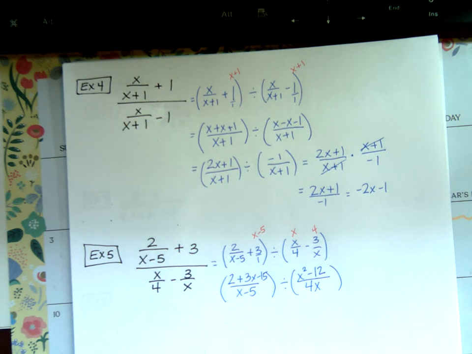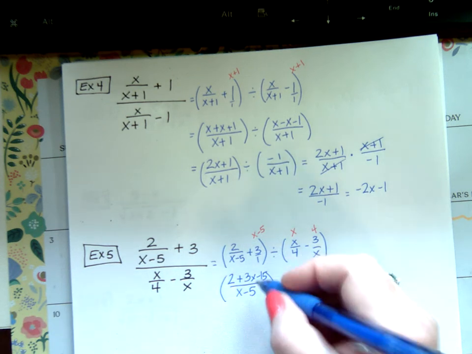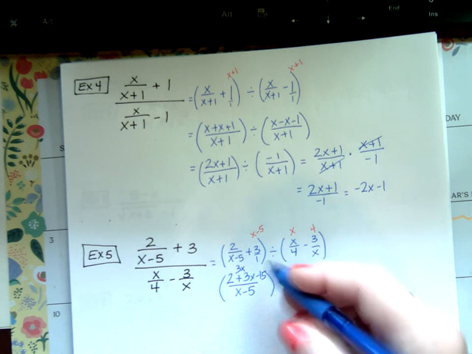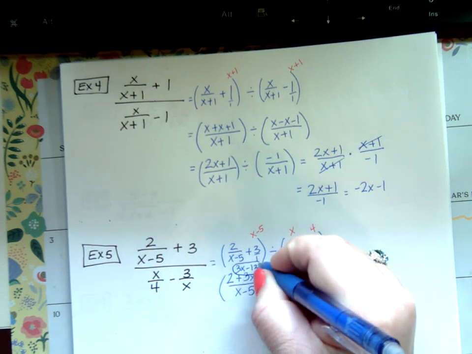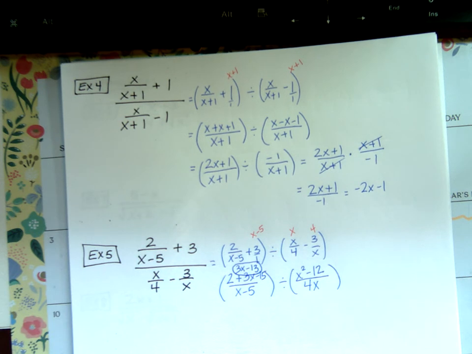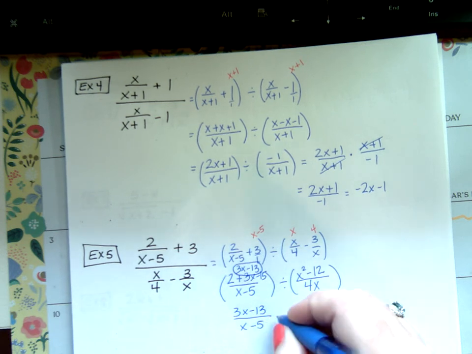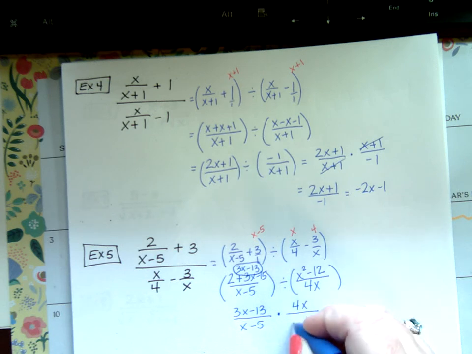It looks like the only terms I can combine are up here. So instead of rewriting the whole thing, I'm just going to put it right up above. I'll have a 3x. I'll have 2 minus 15, minus 13. Okay, so here's my new numerator. Now let me put it into the keep, change, flip mode. So I have 3x minus 13 over x minus 5 times 4x over x squared minus 12.